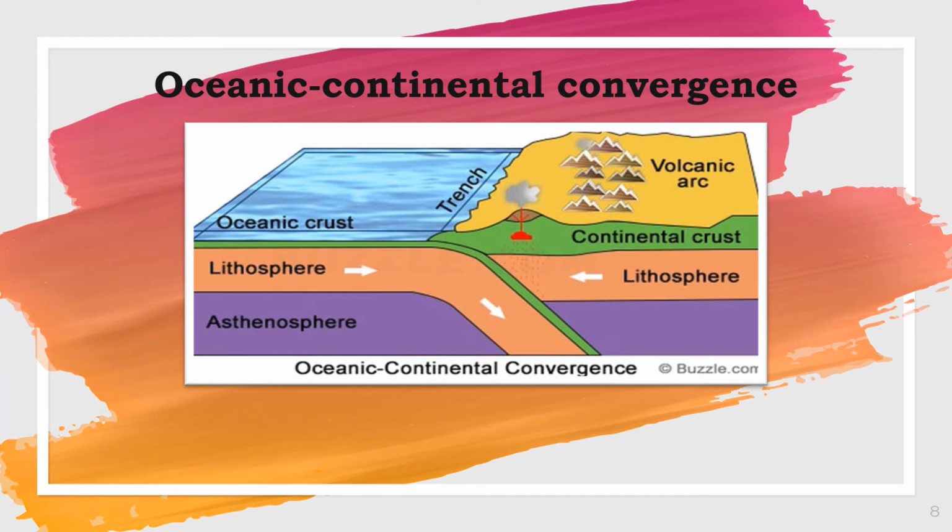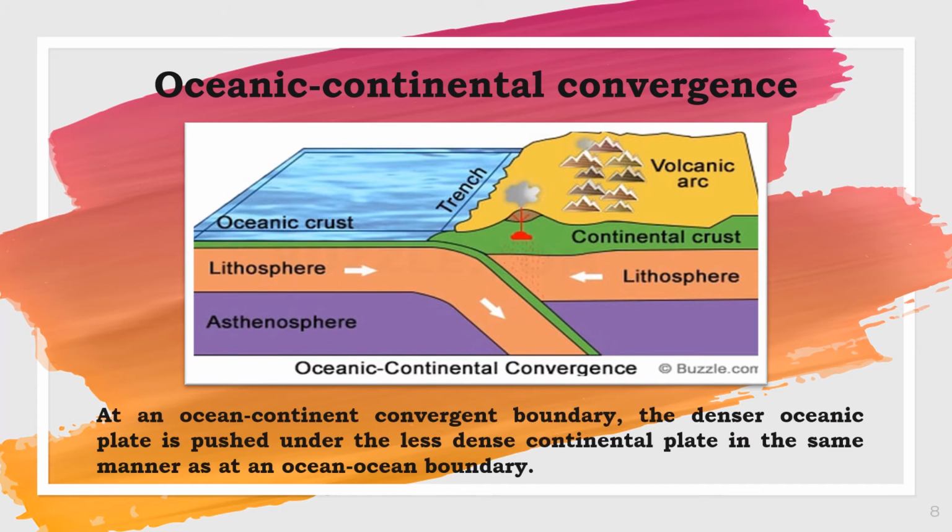Oceanic to continental convergence. At an oceanic-continental convergent boundary, the denser oceanic plate is pushed under the less dense continental plate in the same manner as an ocean-to-ocean boundary. Here, as you can see, there is a convergence between the oceanic crust and a continental crust. The sediment that has accumulated on the seafloor is thrust up into an accretionary wedge and continental plate.